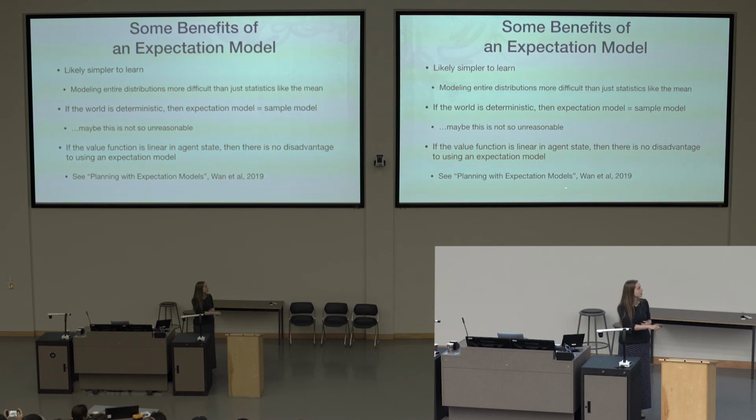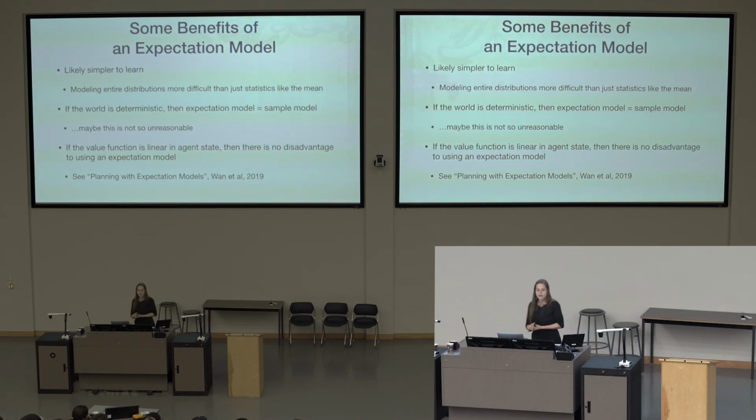If you want to see that spelled out a little bit more, you can go look at this paper called Planning with Expectation Models. But it's an elegant argument for if we wanted to learn something simple, if we're learning an agent state that already summarizes things that we think are important about the world, again, maybe it's not so unreasonable to imagine that our value function is linear in agent state.